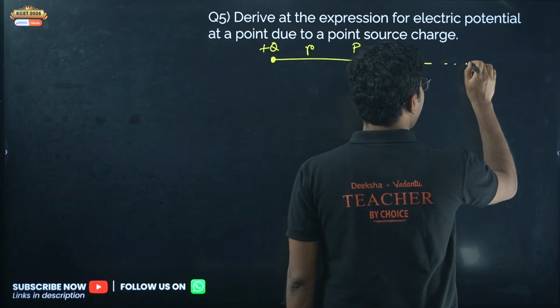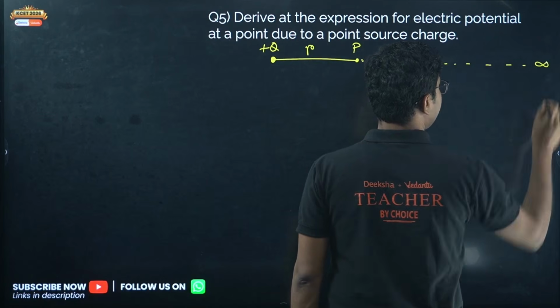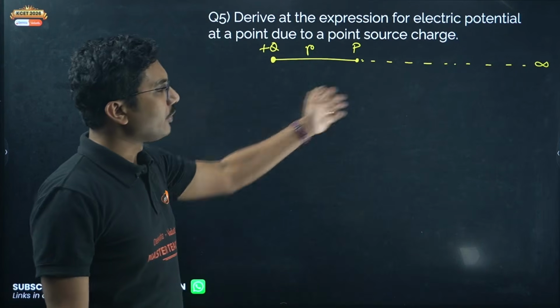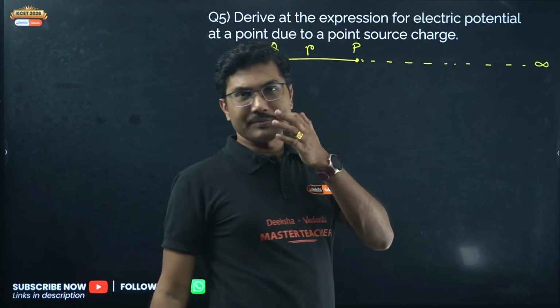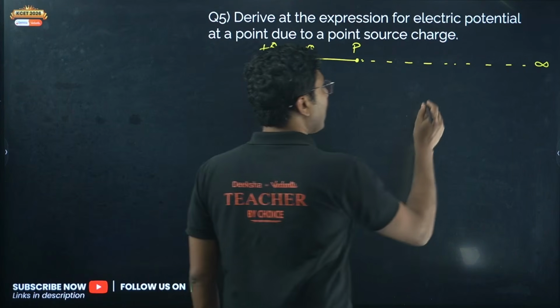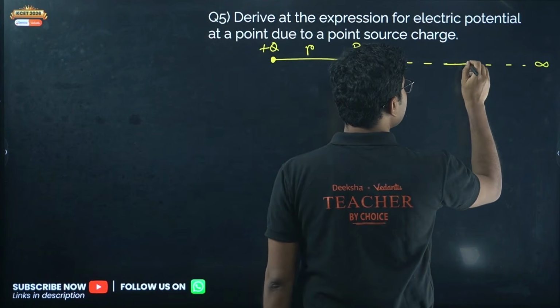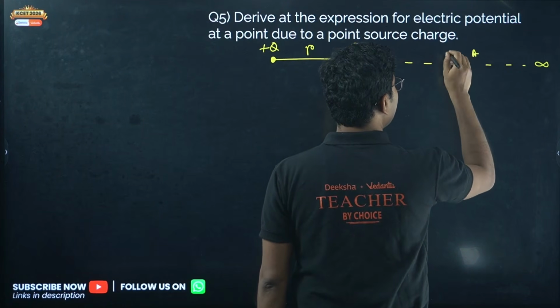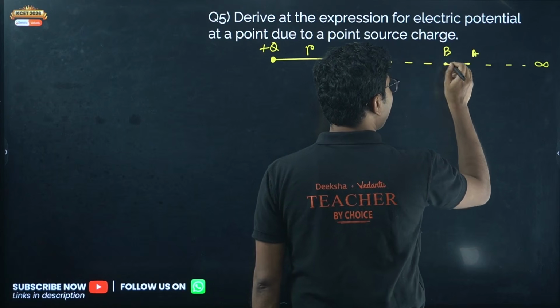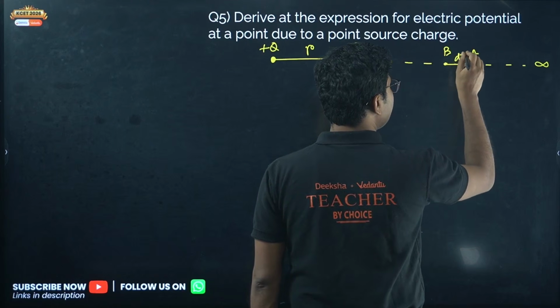Suppose this is our infinity, and we are going towards infinity. Now infinity is something that we cannot obviously handle, so what we will do is take 2 points A and B, they are very close. A and B are very close. The distance between them is dx.